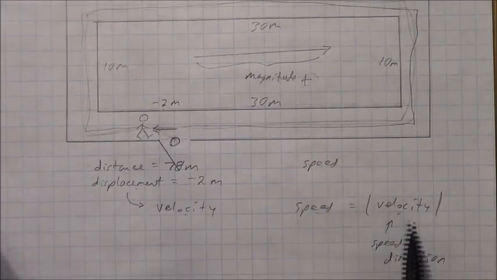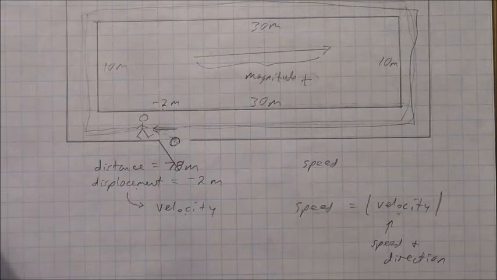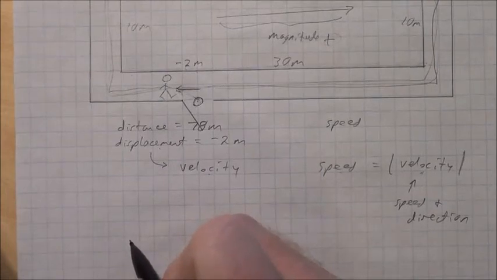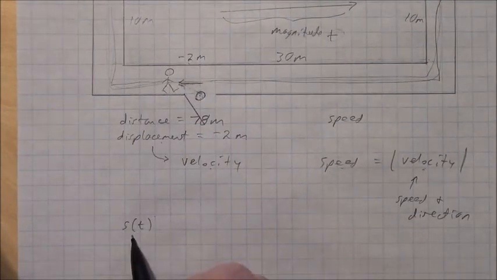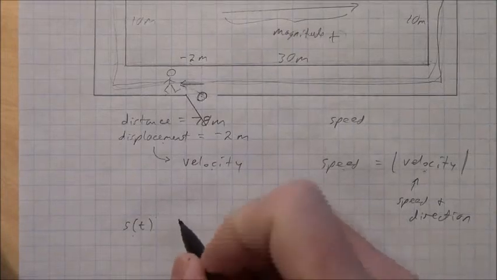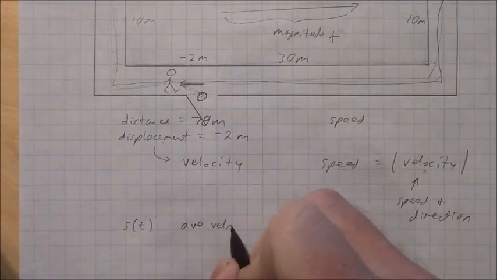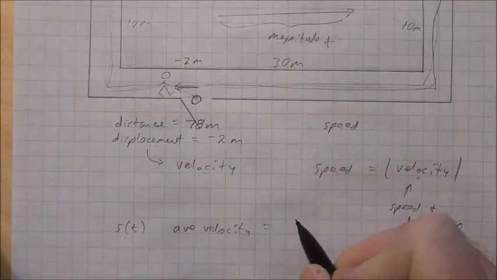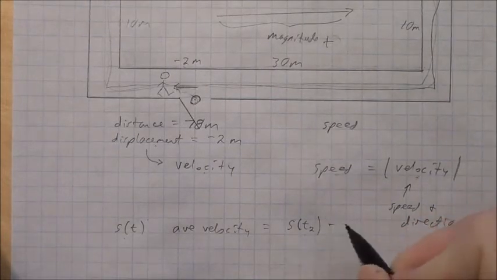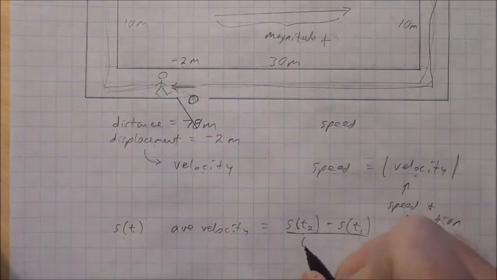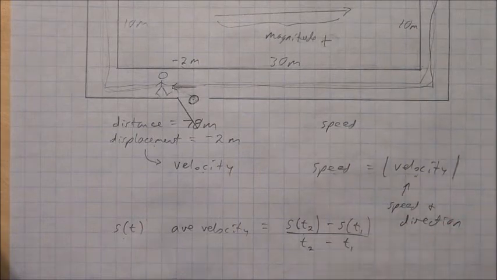Okay, so there's the difference between speed and velocity there. When we look at velocity, for example, if we know the displacement, usually noted as s of t, then the average velocity can be calculated by the position at time t2 minus the position at time t1, divided by the difference in those two times. So that's how we would calculate average velocity.